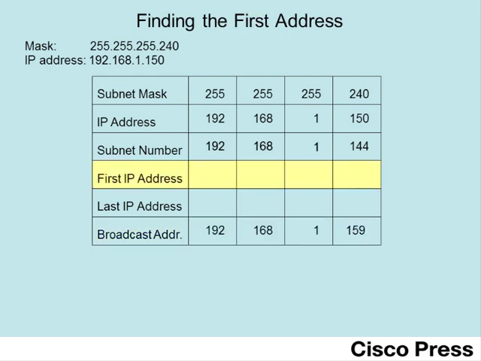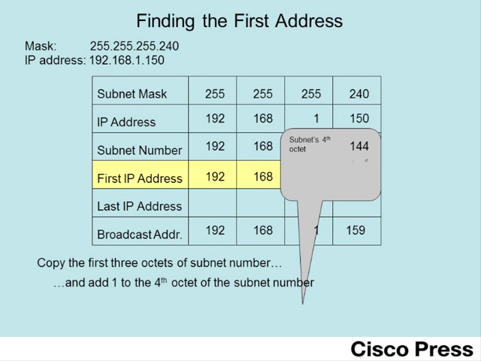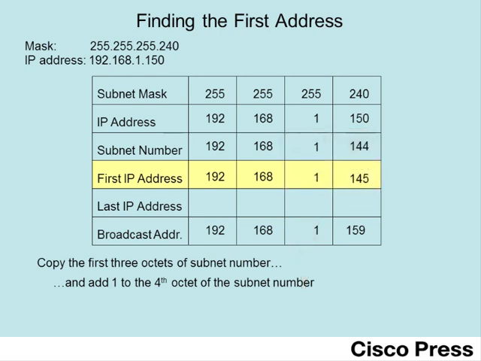To find the range of addresses in the subnet, once you know the subnet number and broadcast address, just takes a little quick math. To find the first IP address, you copy the subnet number's first 3 octets, then you add 1 to the fourth octet. The math obviously is very simple, so you get 192.168.1.145 for the first IP address.